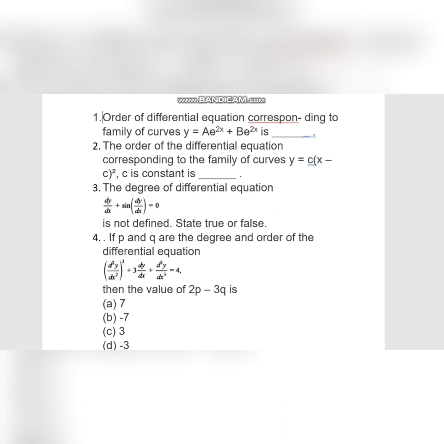In third question, the degree of differential equation dy by dx plus sine dy by dx is equals to x is not defined. So we have to tell whether it is true or false. So guys, remember that an equation can never be represented as a polynomial of derivatives. So this statement is true. The degree of this differential equation is not defined.